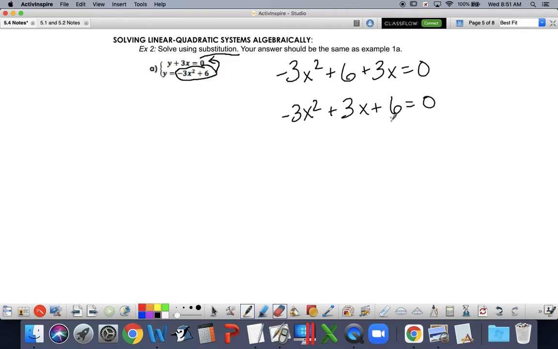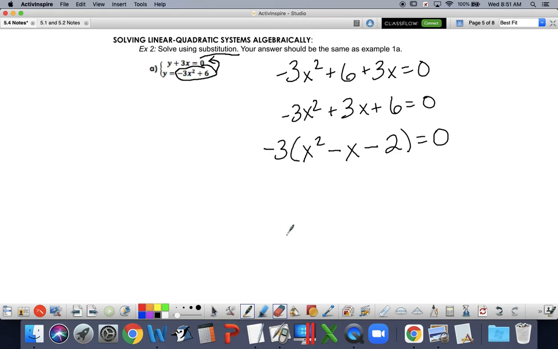Well, I see a 3 is common to all of these, and I like a positive x squared, so I'm going to factor out a negative 3 from each one of my terms. That means the second sign is going to change to a negative, and my last sign will also change to a negative. There we go.